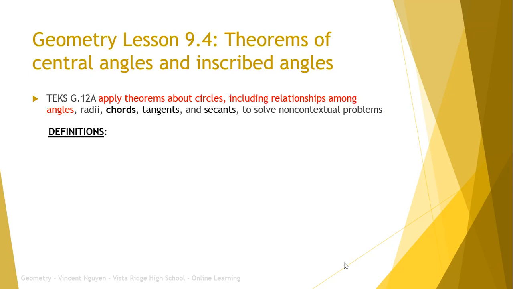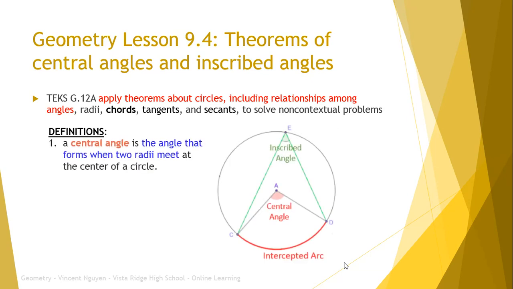So we're going to be applying these theorems to solve problems. But first, we need to talk about some definitions so that you know what they are. A central angle is the angle that is formed when two radii intersect in the center. So pretty much the central angle is the angle in the center of a circle.